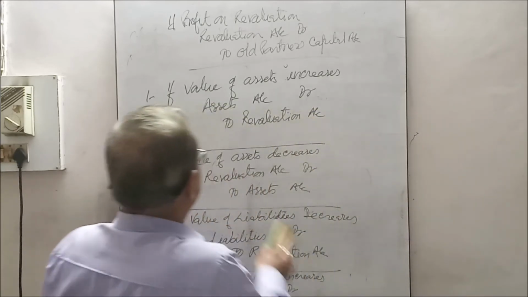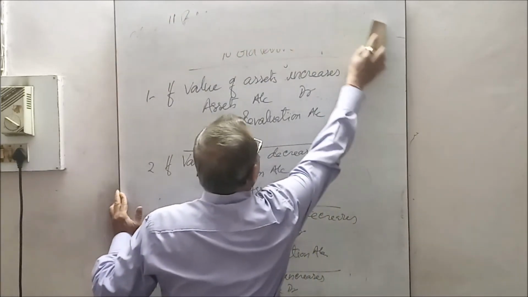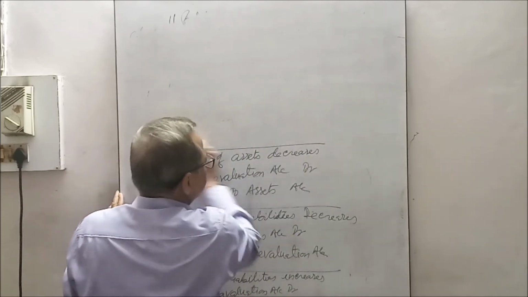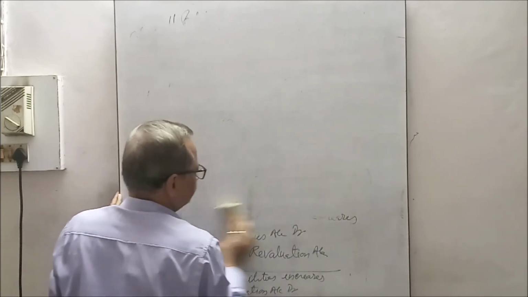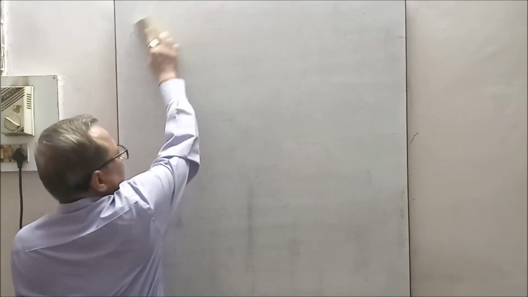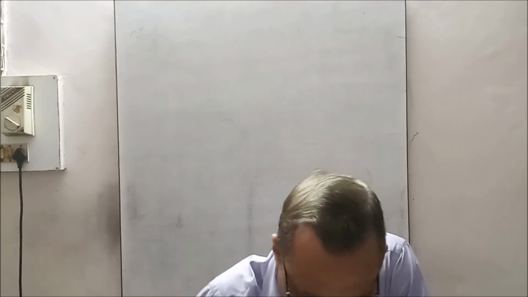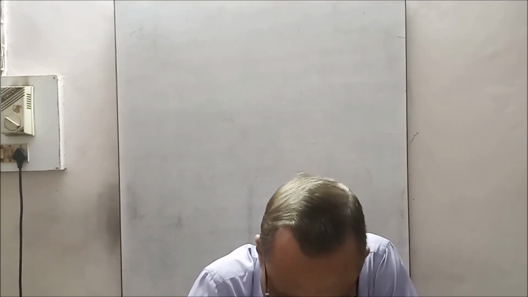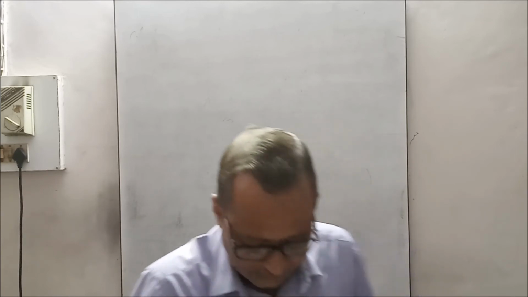Question number 39. That I am taking only to illustrate how to solve it. That is simple, easy journal entries. 39. Pass journal entries to record the following transactions on the admission of a new partner.